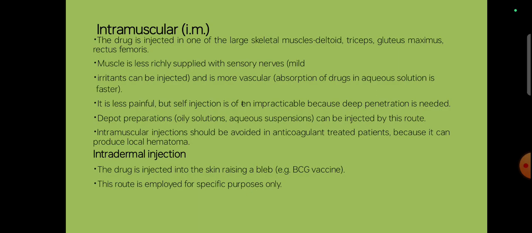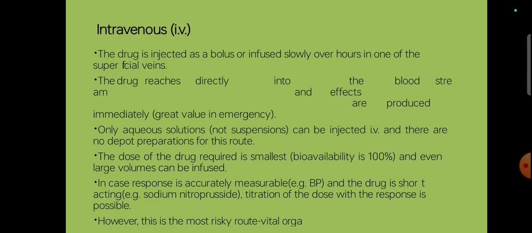Intradermal injection: the drug is injected into the skin, raising a bleb. Example, BCG vaccine. This route is employed for a specific purpose only. Intravenous: the drug is injected as a bolus or infused slowly over hours in one of the superficial veins. The drug reaches directly into the bloodstream and effects are produced immediately. Great value in emergency. Only aqueous solution, not suspension, can be injected IV, and there are no depot preparations for this route.